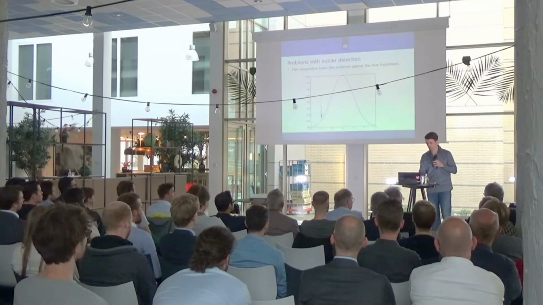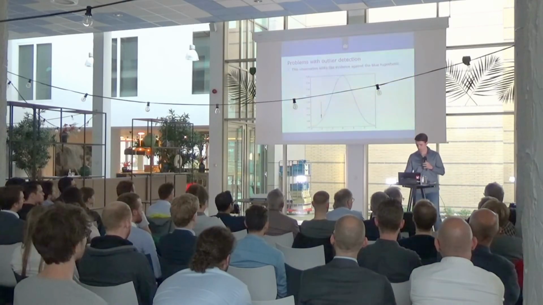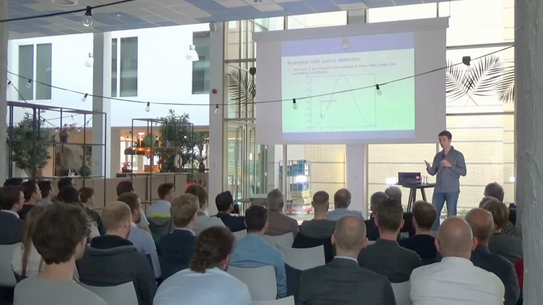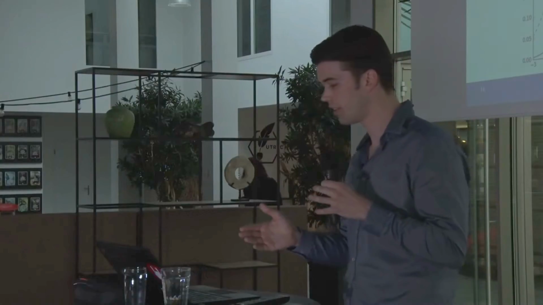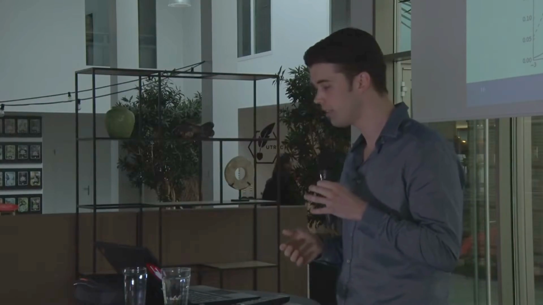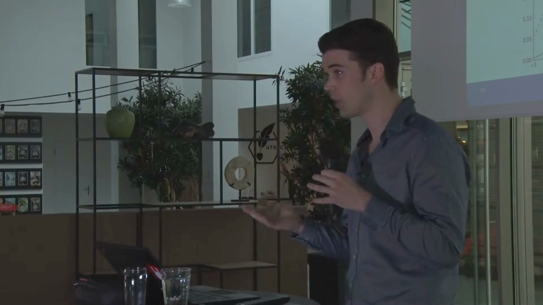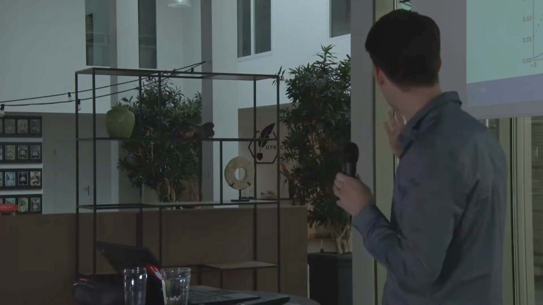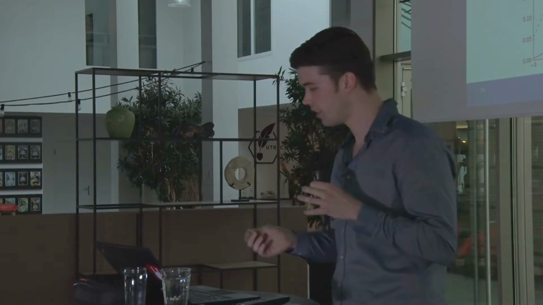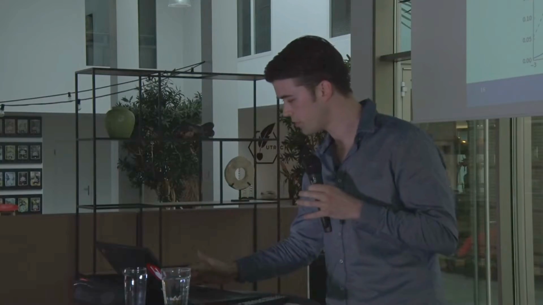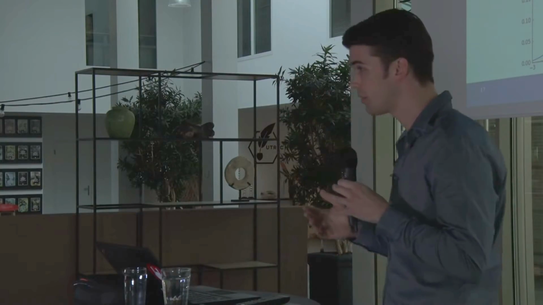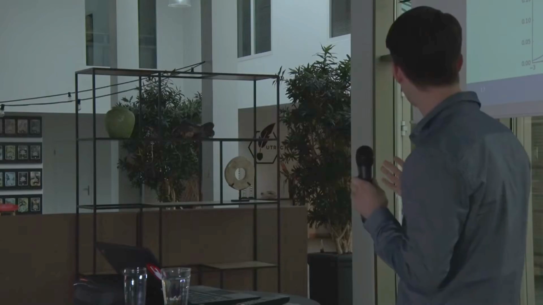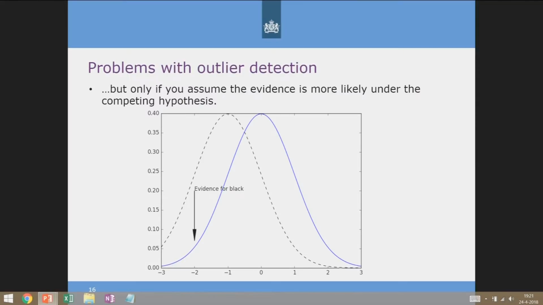Well, that depends. If you're going to assume that there is an alternative competing hypothesis where the data is much more likely, this will be evidence against the blue hypothesis, and for, in this case, the black hypothesis. But your assumption may just be wrong. Perhaps the alternative distribution looks like this. So the very same observation may either be evidence for the blue hypothesis or against it.